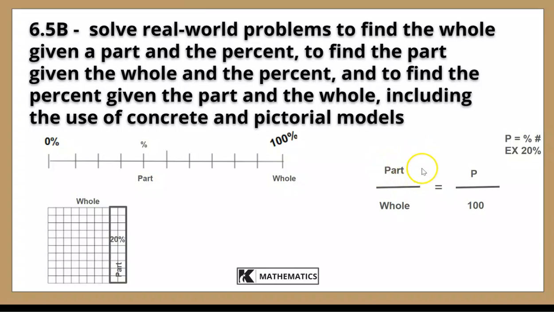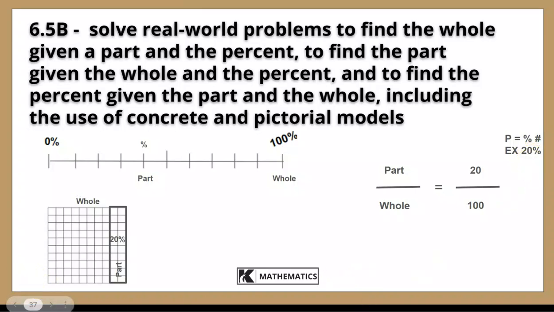Again, remembering the part is the numerator, the whole is our denominator, and we have all of a percent. We have out of 100, so that's our whole, and then our percent. When we write this, we always take the percent sign off and we just use the number. So an example, 20%, we would just put 20 in place because 20 over 100, 20 hundredths, is 20%.